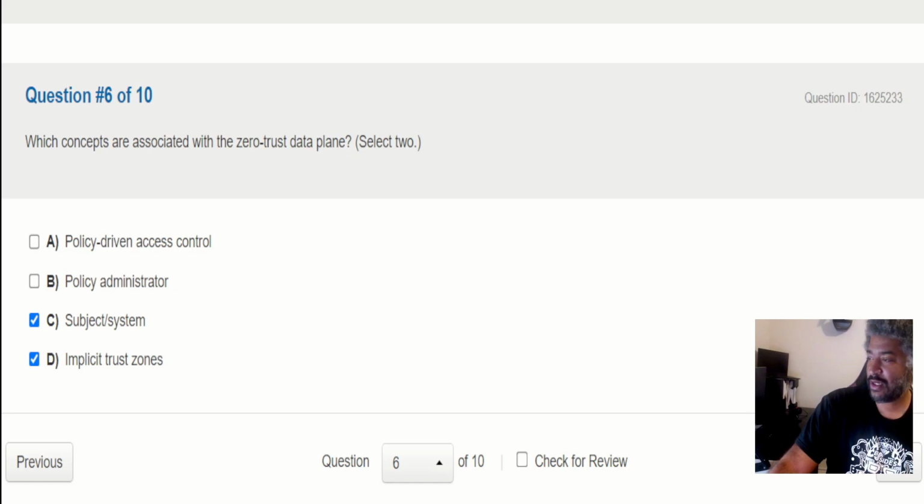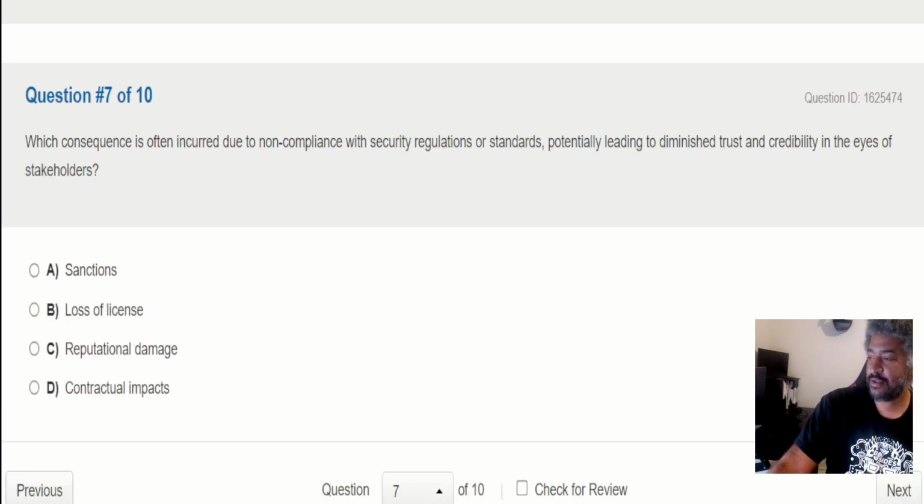As far as why the policy administrator doesn't work, the policy administrator is also associated with the control plane, but it decides to open and close the communication paths from the requester to the resource. The policy engine is responsible for granting and denying, but this isn't really what we're looking for in a zero trust data plane model. These are control planes and not data planes. Cool. All right, so number 7.